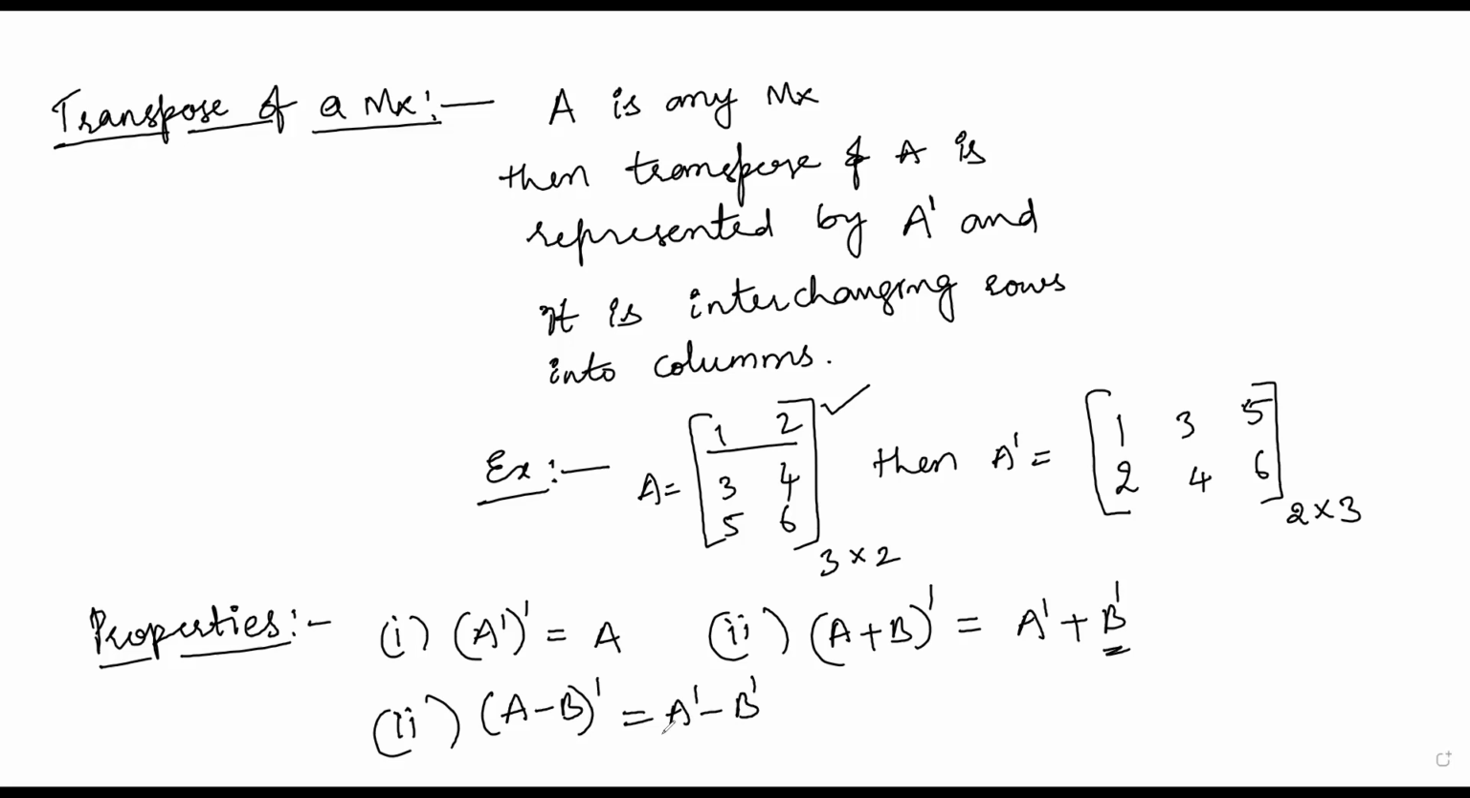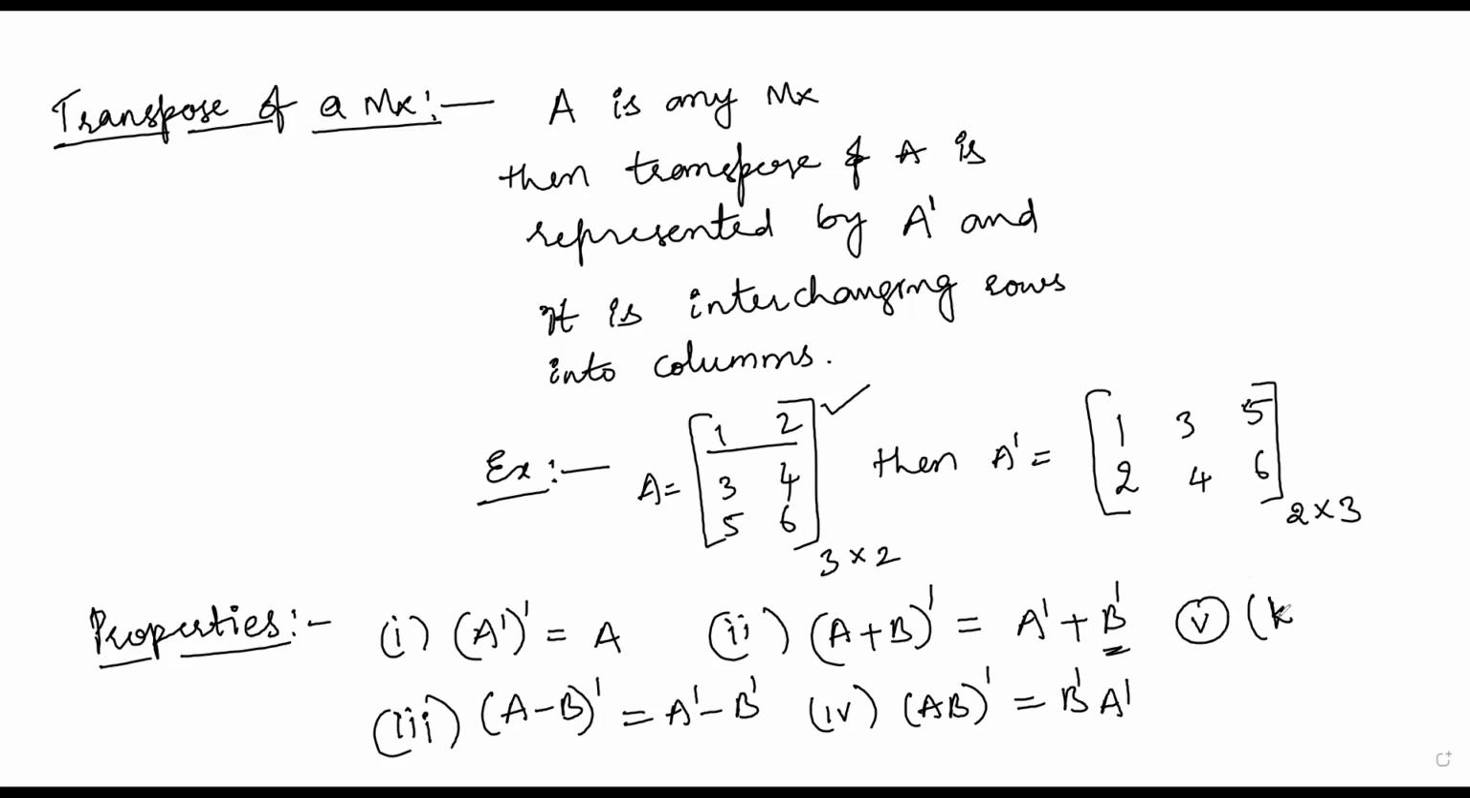Because addition and subtraction is simply based on adding corresponding elements, you get the same thing. There will be no problem. But this is what you should know: (AB) whole transpose is not equal to A transpose B transpose, but B transpose A transpose. So can we do an example for the fourth one? We should do and check. Then we'll understand.